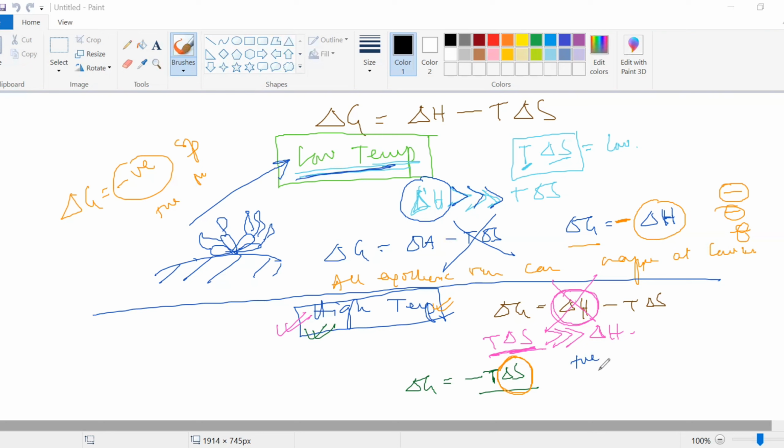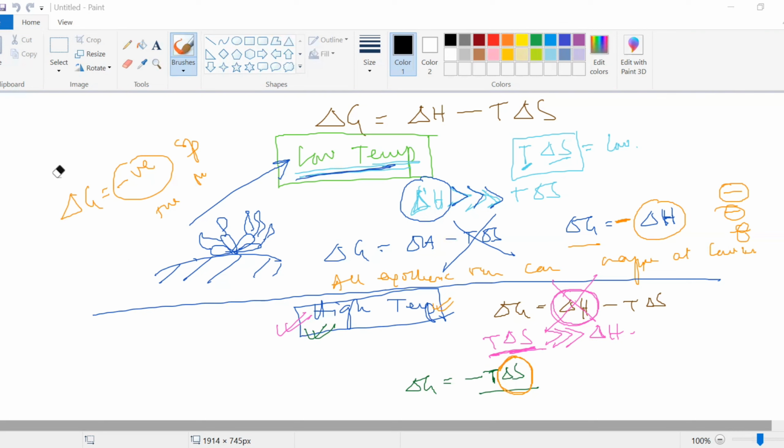Now, Kavya, what will be the sign of delta S? Positive. And Celia, the sign of delta S will be what? Positive. Positive into negative will be negative. Yes. So it will be positive, right? So this is very important. What can we conclude?